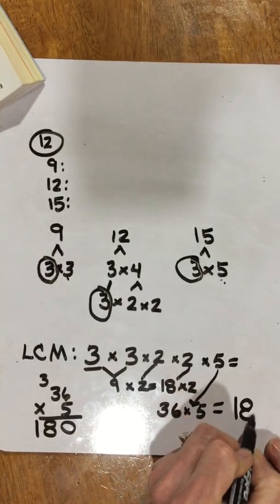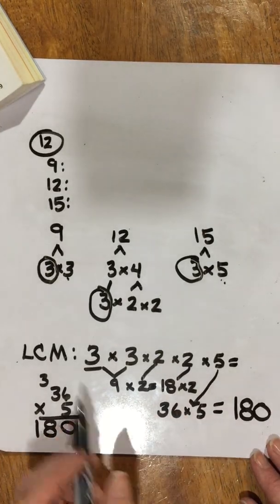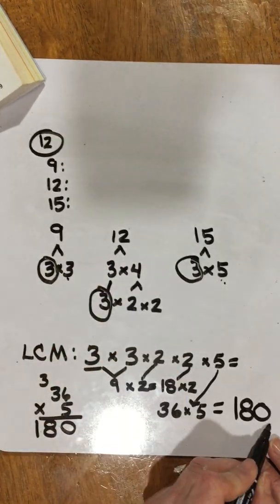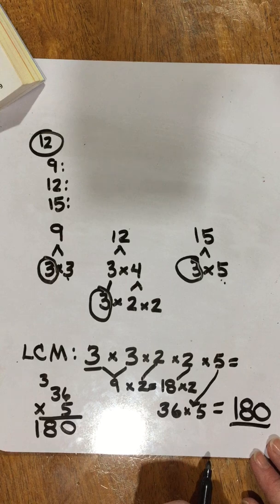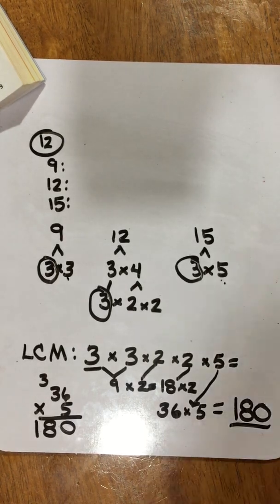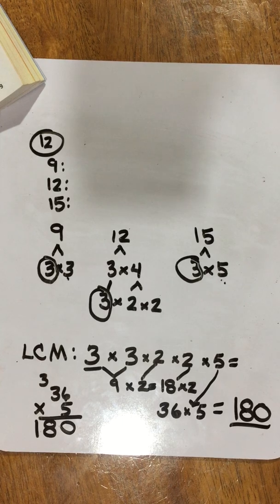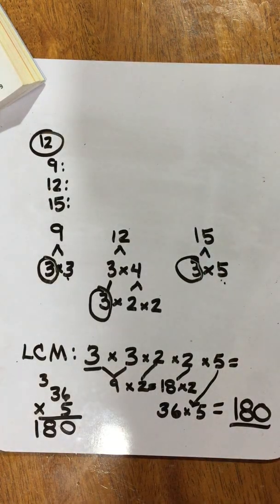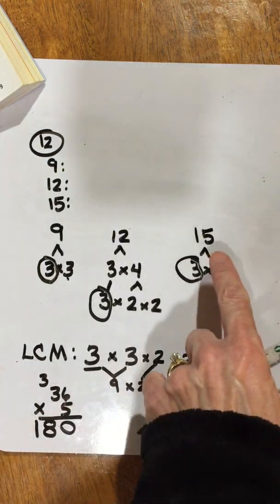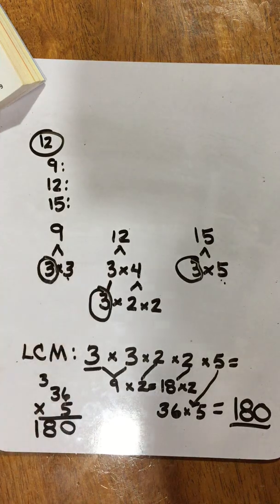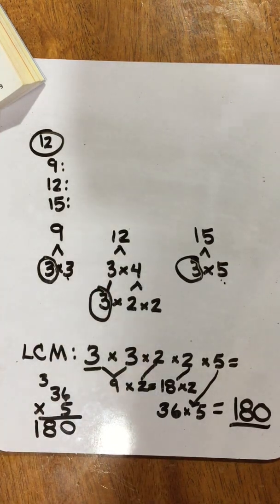So the lowest common multiple of 9, 12, and 15 is 180. Wow, that's big. But that's the smallest thing that they all go into in common. It's the first thing that they all have in common that they go into. Hard to believe, but 15 is an odd number, and it's rather large and amazing. Okay.